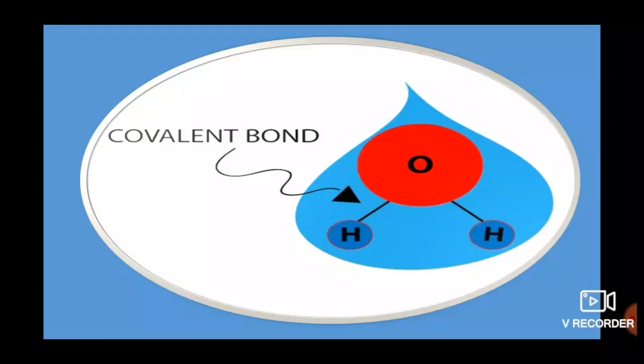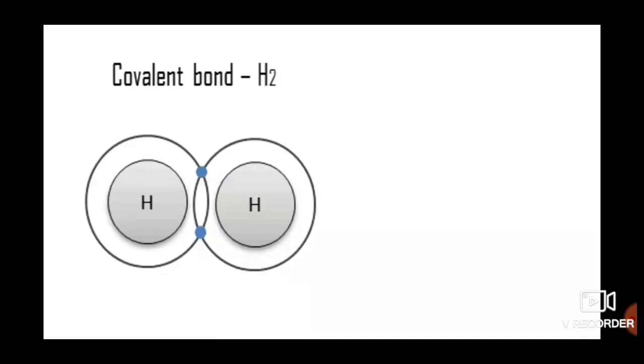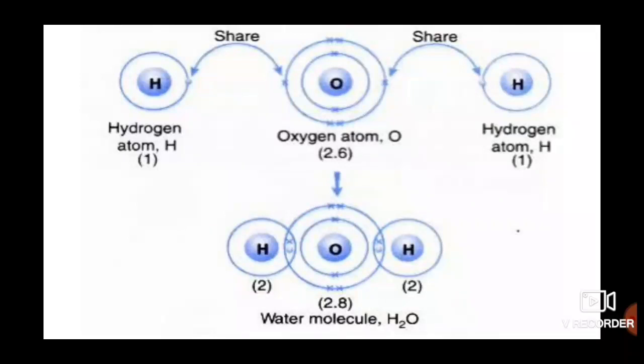So here we have hydrogen molecule. This can be formed by sharing the valence electron between two hydrogen atoms. And then we have water molecule. Here oxygen has 6 valence electrons and achieves the stable octet by sharing 2 electrons, one with each hydrogen atom. Proceeding further, we can classify this covalent bond into polar and non-polar based on the electronegativity difference between the atoms.